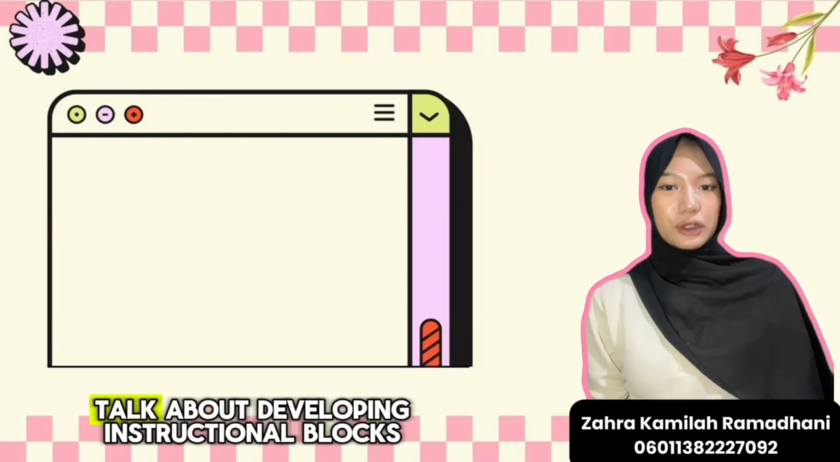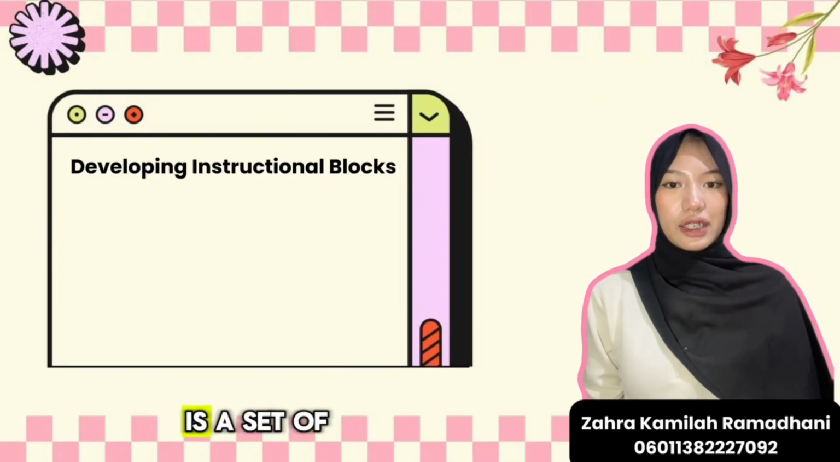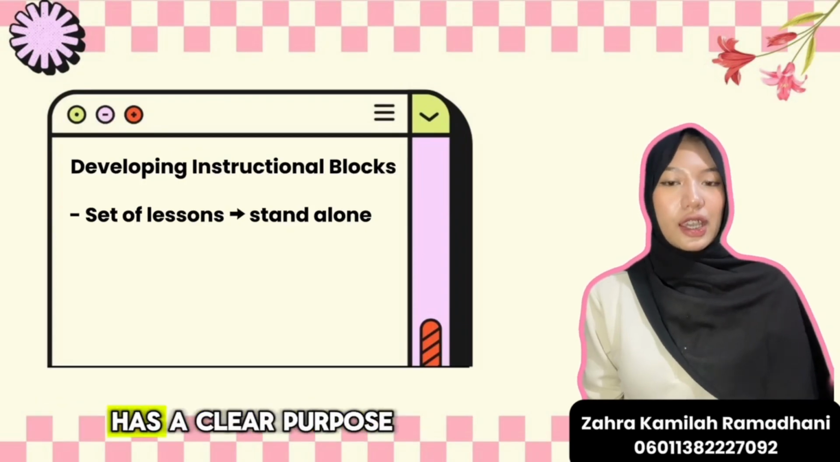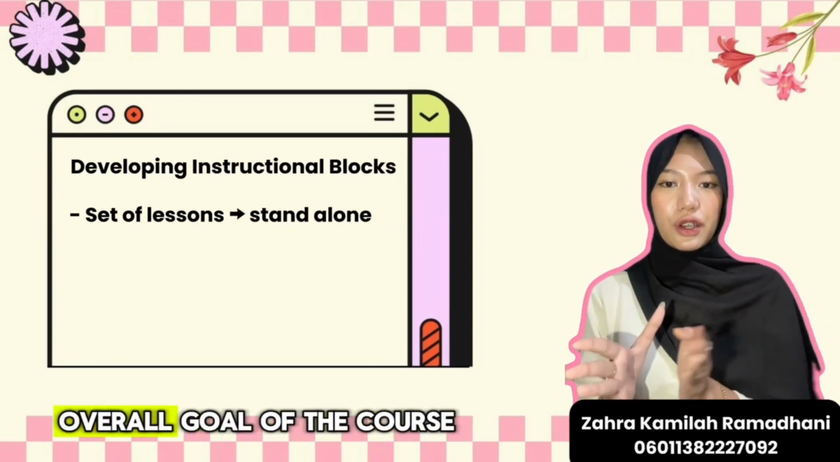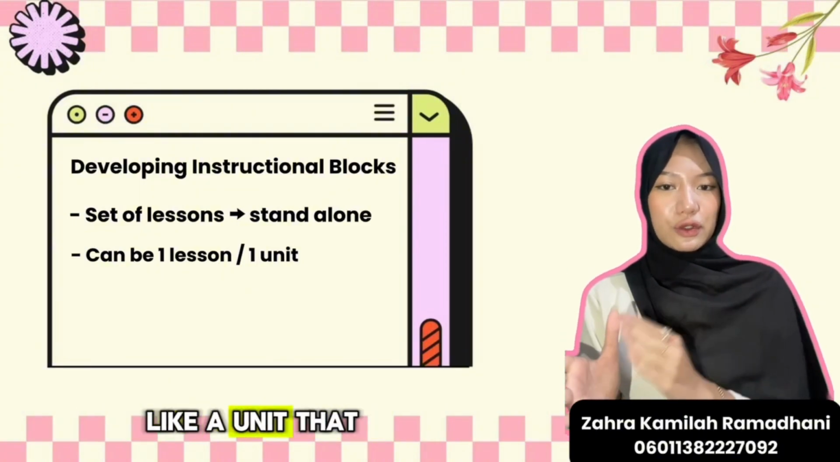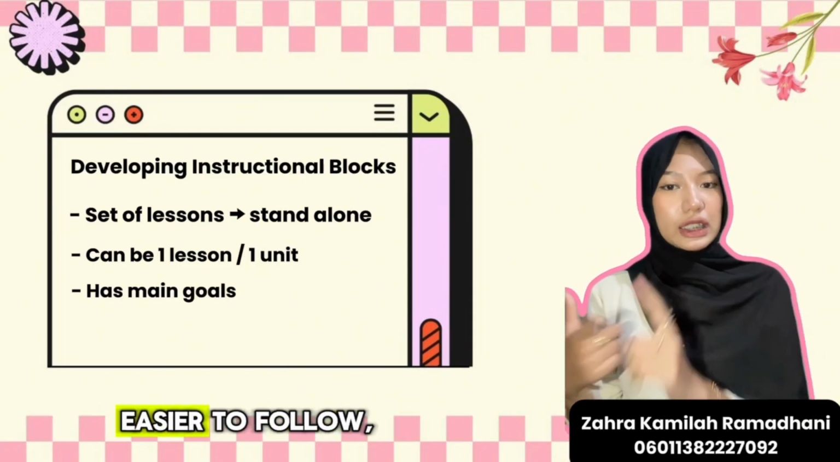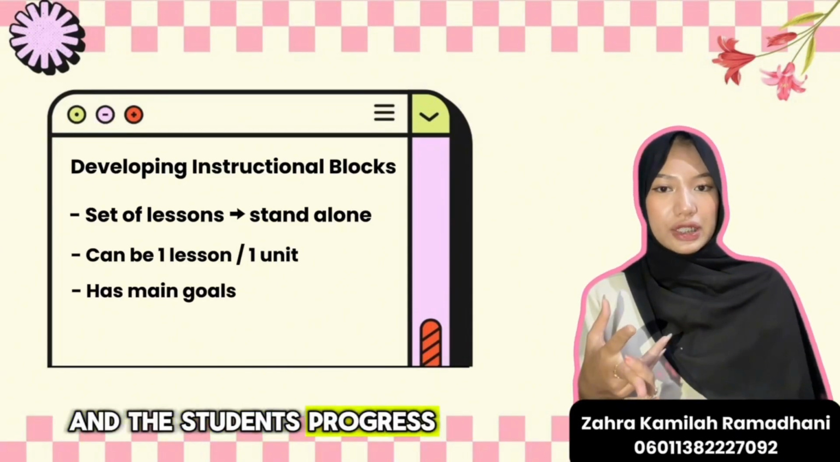Alright, now we will talk about developing instructional blocks. So, an instructional block is a set of lessons that can stand alone, has a clear purpose, but still supports the overall goal of the course. This block can be just one lesson or bigger, like a unit that has several lessons. The goal is to make the course more structured, easier to follow, and the students' progress clearer.